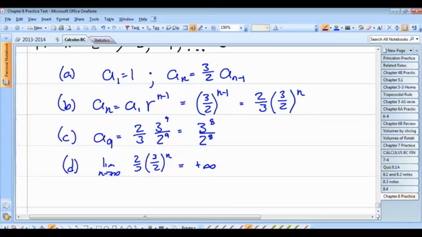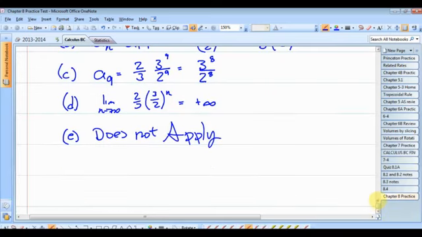That was 30 minutes. We're almost done. We got this. E does not converge. Does not apply. Wait, if it applied, what would you do? You would write the limit. Yep.